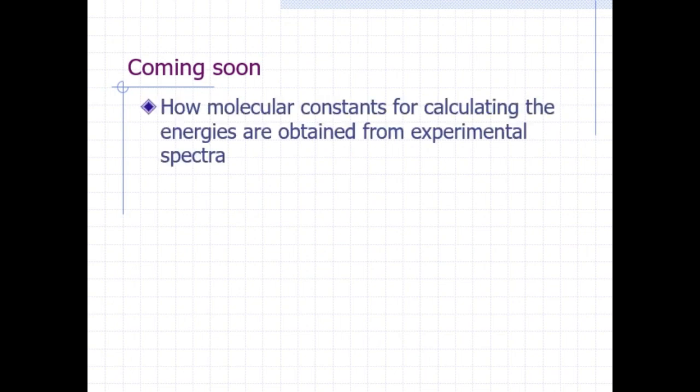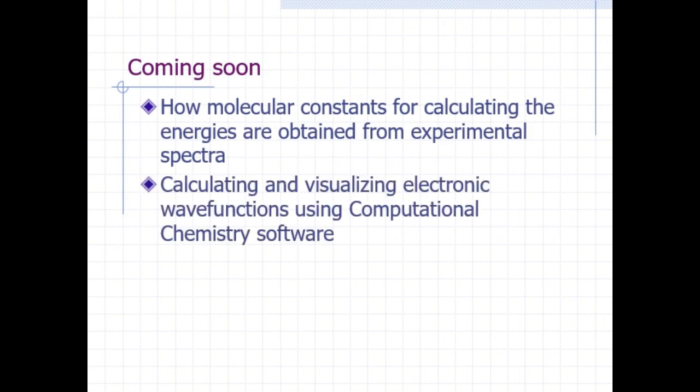This is all for now. In future lessons, we will learn how molecular constants for calculating the energies of a diatomic molecule are obtained from experimental spectra. We will learn how to calculate and visualize electronic wave functions using computational chemistry software. And we will extend the lesson to polyatomic molecules.